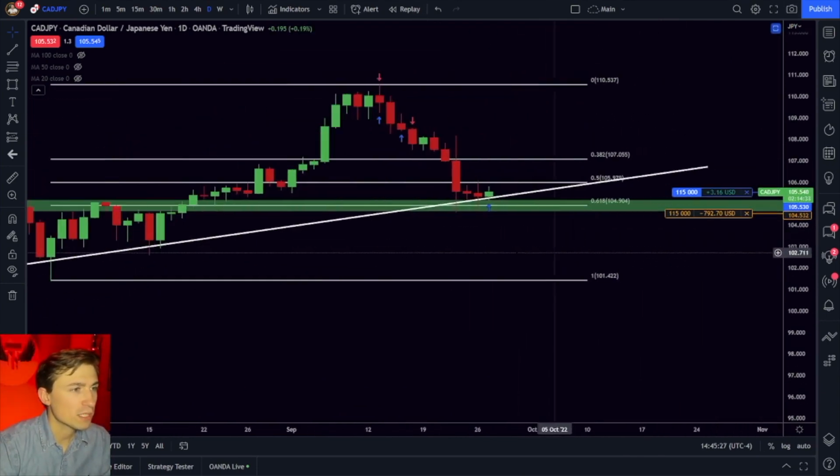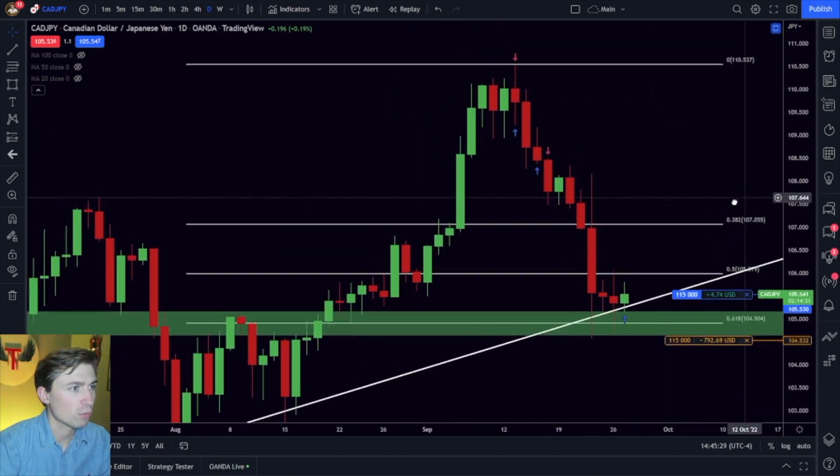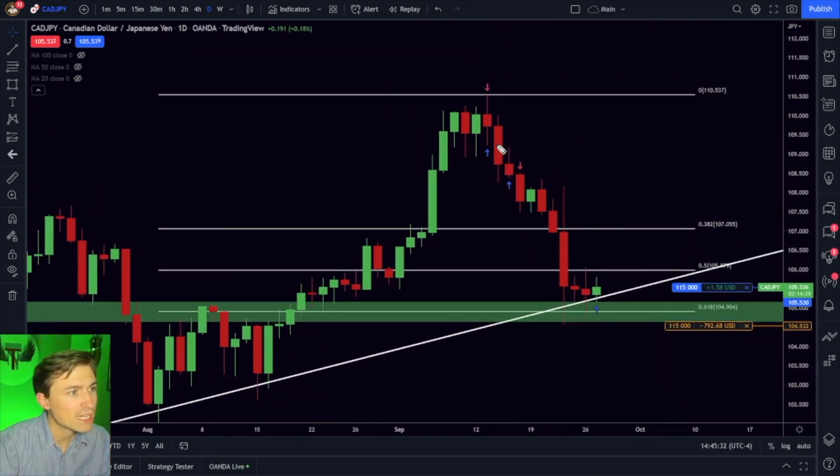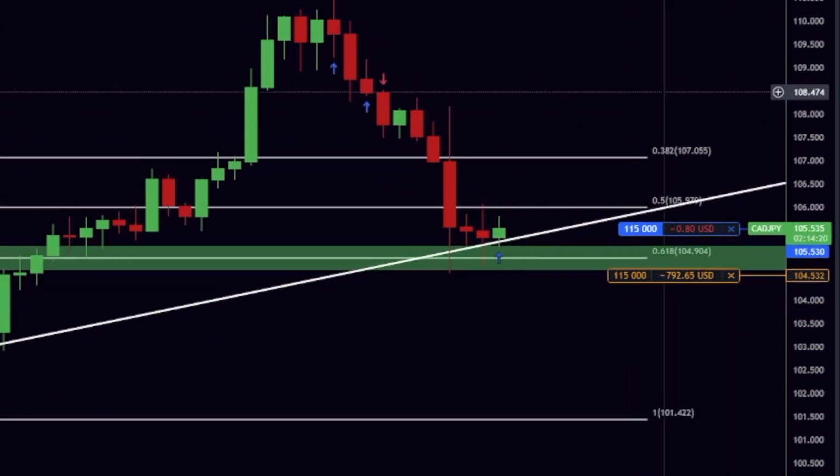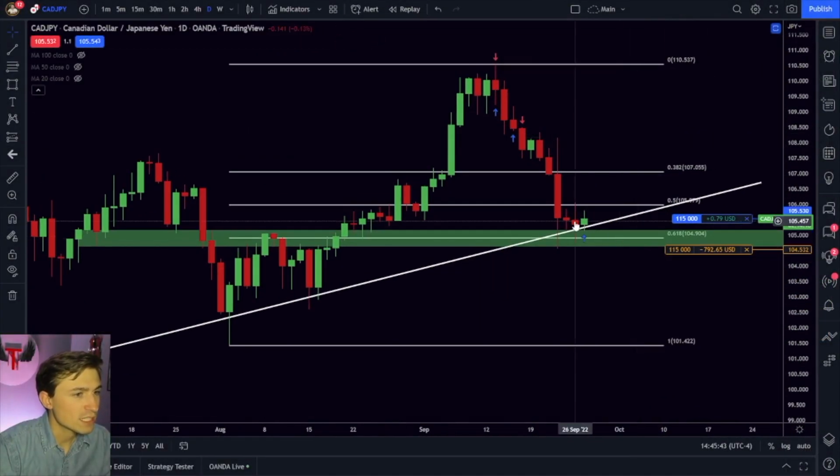You can see a couple of arrows here where I've recently tried to buy the CAD yen and it didn't go so hot. In this case, I took a small loss, and in this case, I also took a small loss. So I'm back again, seeing if I can turn things around on CAD yen. My idea here is as follows.